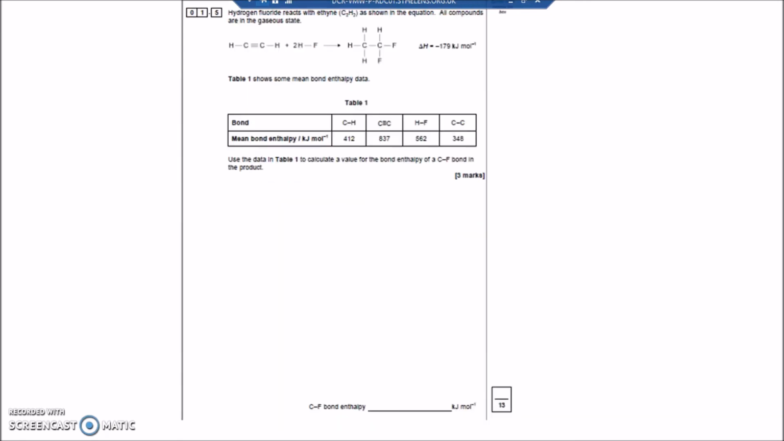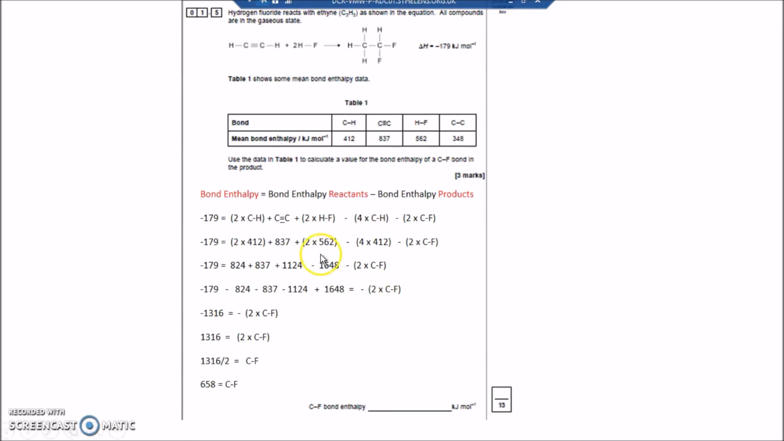Bond enthalpies. Well, what you do for bond enthalpy, the overall enthalpy, which is minus 179, equals the bond enthalpy of all of the reactants, so the strength of all the bonds on the left of the arrow, take away the bond enthalpy of the products, take away the bonds on the right. So what have I got here? Minus 179, which is the overall enthalpy, is the bond enthalpy of the reactants.